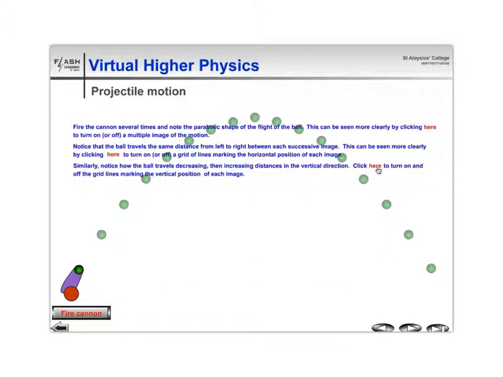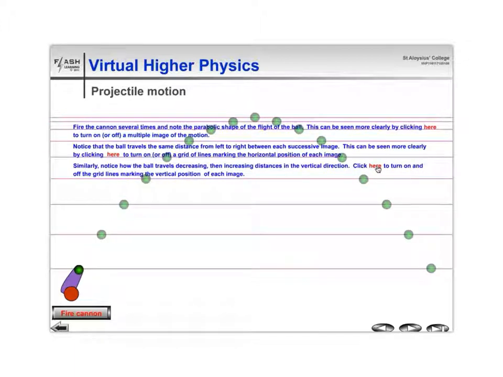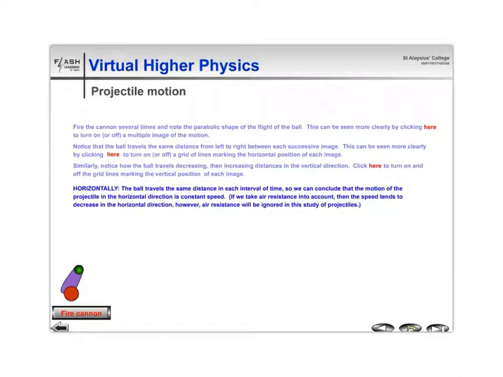And if we look at the vertical, what we see are a series of lines getting closer together as the object goes up the way, i.e. it's slowing down, and then when it's on the way back down, it's speeding up.